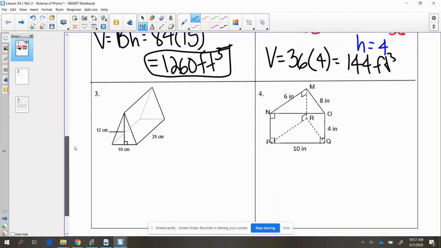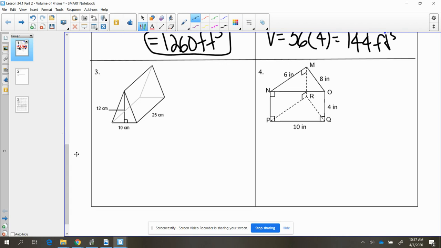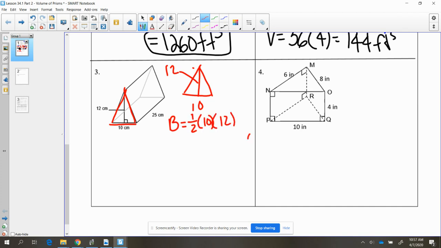Now, this is very different, though, when we start talking about prisms with bases other than rectangles, because you really need to focus in on what is the shape of my base and how do I find the area of it. So in this case, we have a triangle as our base. Now, notice the length of that is 10, and then they're telling us the height here is 12. So in order to find the area of this triangle, it's 1/2 the base of the triangle times the height of the triangle. So half of 10 times 12 is 60 square units.